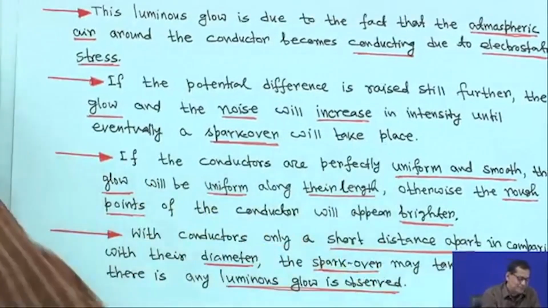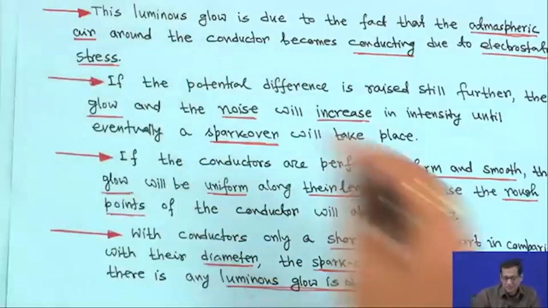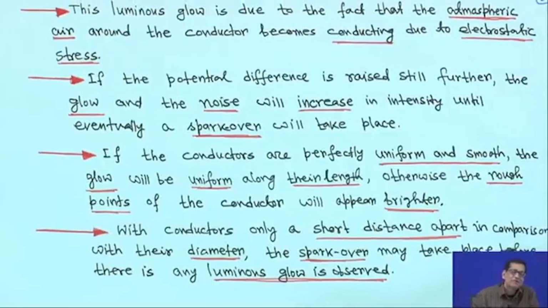If you go on increasing this, then a spark over will take place between the conductors. In the laboratory you can go on increasing if you have the laboratory facilities, but for a transmission line, under normal operating voltage, which may be 220 kV or above, you cannot do that unless some abnormal thing happens.